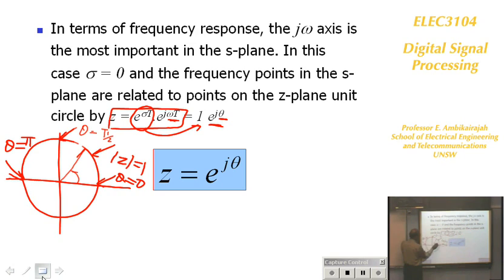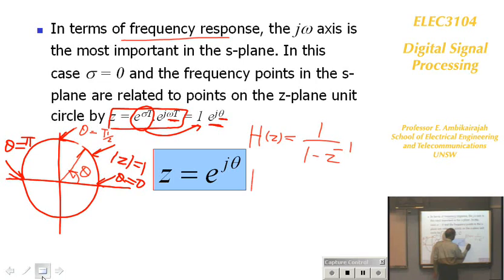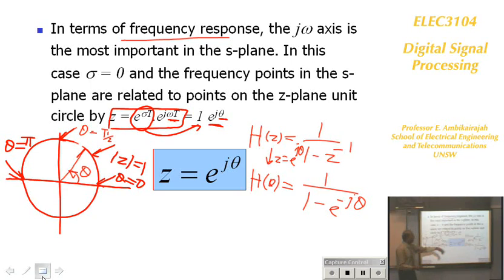So if you ever want to find out the frequency response, what you do is, if you have a transfer function H(z) equal to 1 over 1 minus z to the minus 1, and you want to find out the frequency response, all you do, according to my slide, is you substitute z equal to e to the j theta. You get H(theta) equal to 1 over 1 minus e to the power of minus j theta. Then you evaluate that, real part and imaginary part, and you get your frequency response. The same as if you have H(s), what you do? 1 over s plus a.